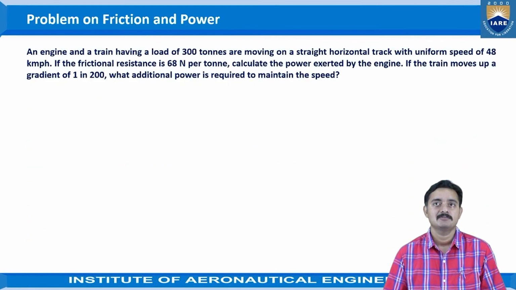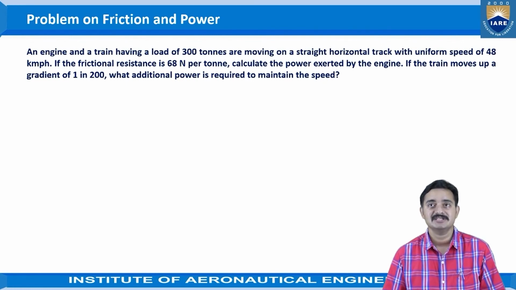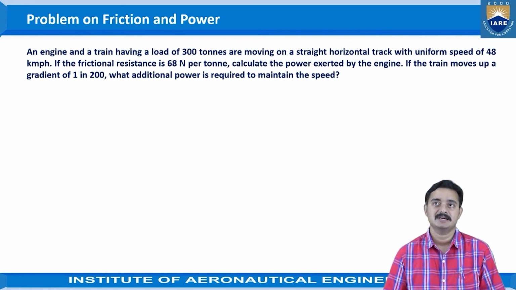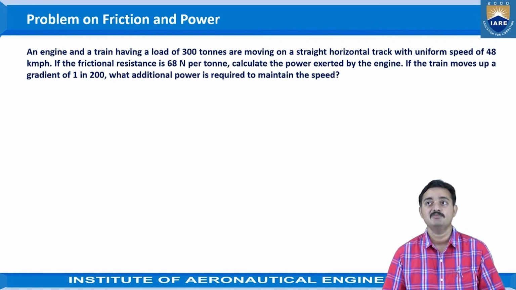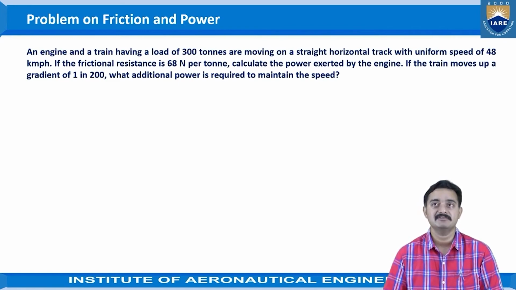Now, let us do a problem on friction and power. An engine and a train having a load of 300 tons are moving on a straight horizontal track with a uniform speed of 48 km per hour. If the frictional resistance is 68 Newton per ton, calculate the power exerted by the engine. If the train moves up a gradient of 1 in 200, what additional power is required to maintain the speed?